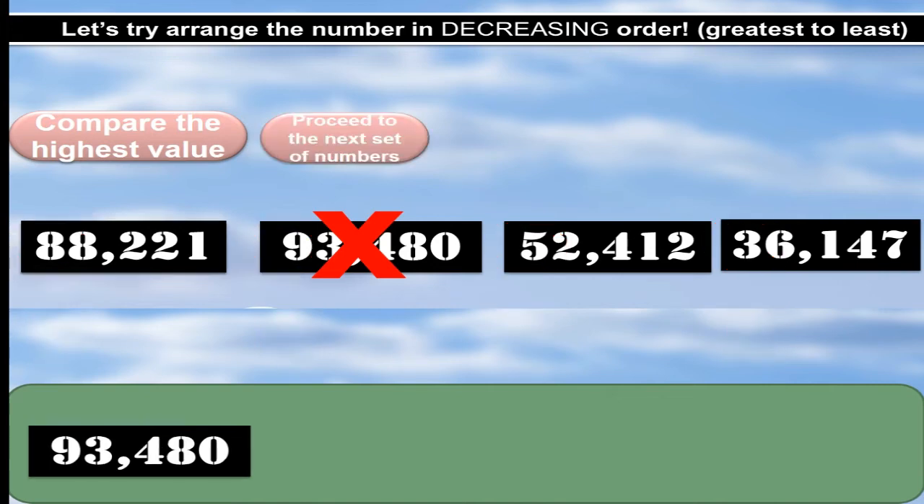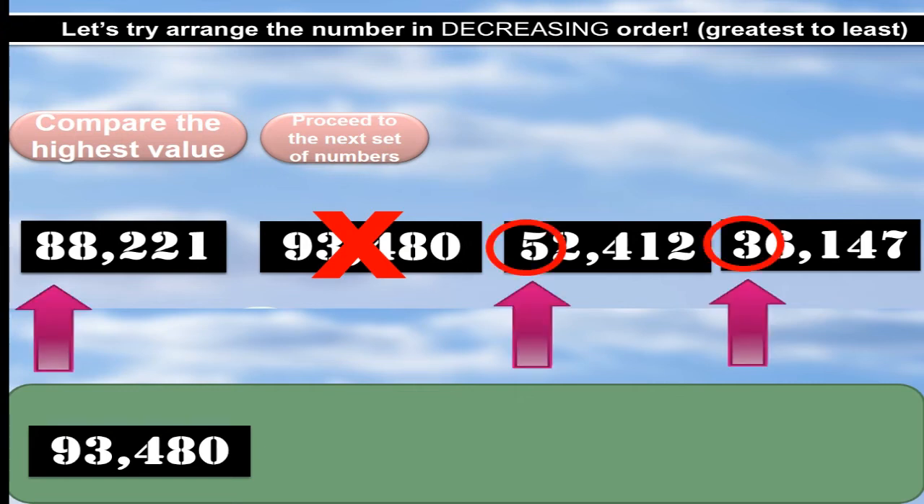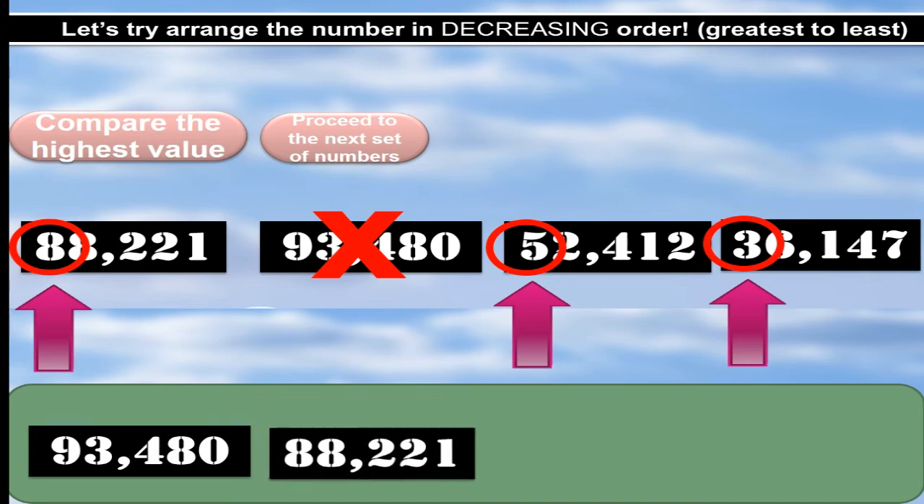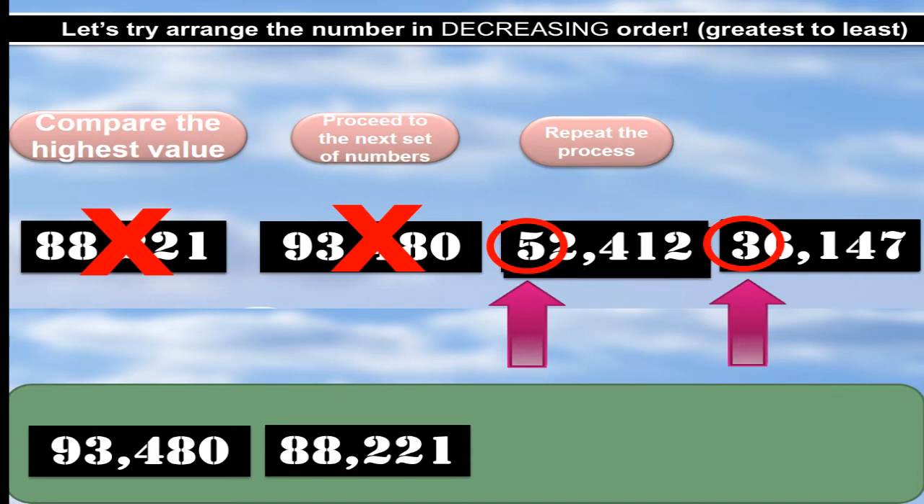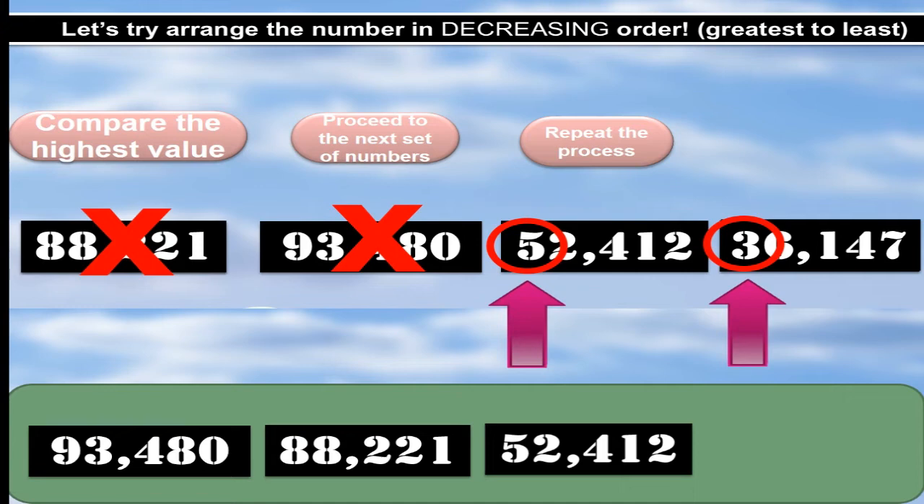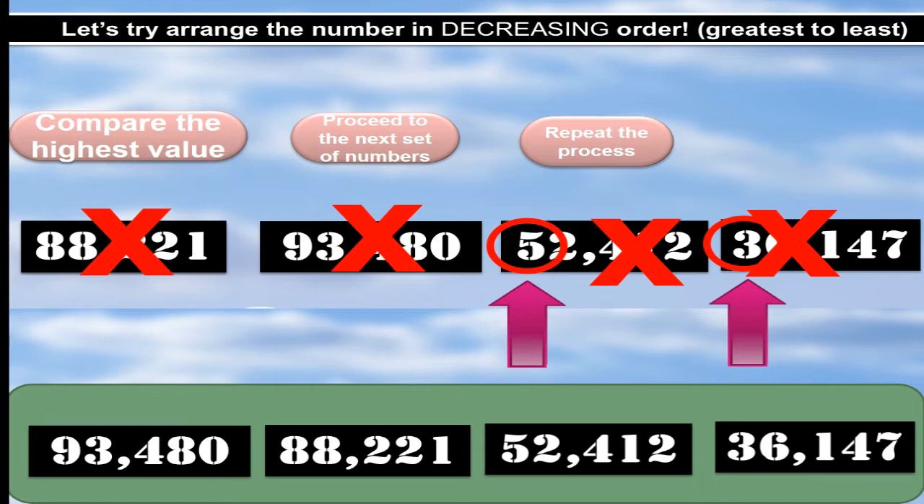Step 2 is to proceed to the next set of numbers. So let's again compare 8, 5, and 3. 8 is greater than 5 and 3, so the next number is 88,221. Let's cross that out. And then, step 3 is to repeat the process. So we will just compare again 5 and 3. 5 is greater than 3, so the next number is 52,412. And the number with the least value is 36,147.